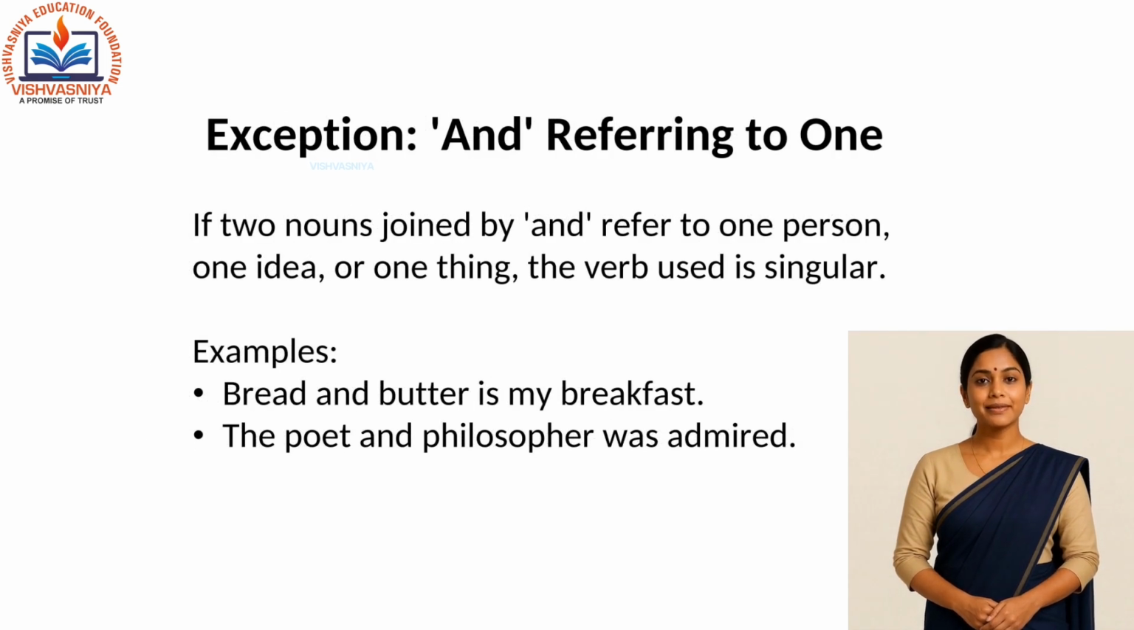Students, let us now understand an important exception to the previous rule. Usually, when two nouns are joined by the word and we use a plural verb. But this rule changes when both nouns refer to one person, one idea, or one thing. In such cases, even though two nouns are used, the subject is treated as singular and therefore a singular verb is used. For example, bread and butter is my breakfast.